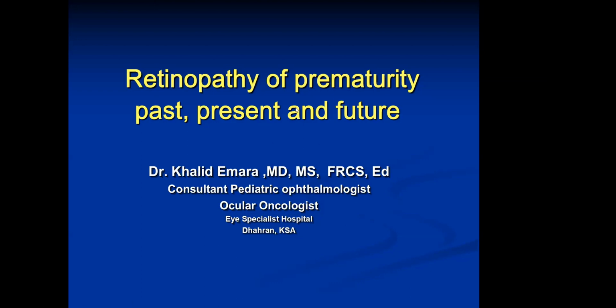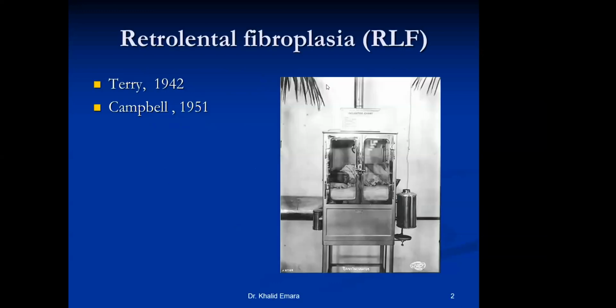Our topic today is retinopathy of prematurity, past, present, and future. The first patient of retinopathy of prematurity was diagnosed in 1942 by Dr. Terry. He diagnosed a new form of childhood blindness that occurred in premature babies, and the condition was called at this time retrolental fibroplasia.